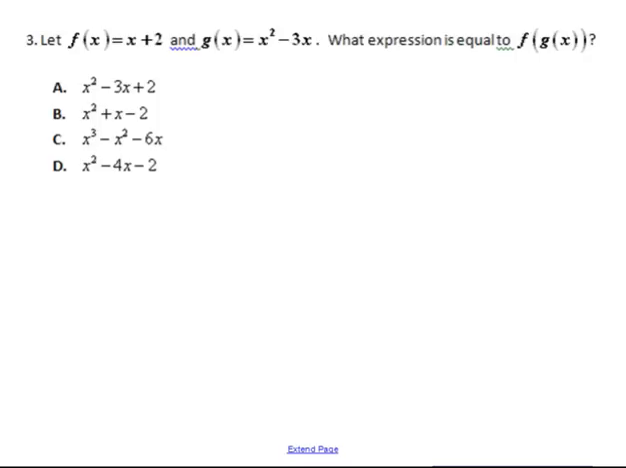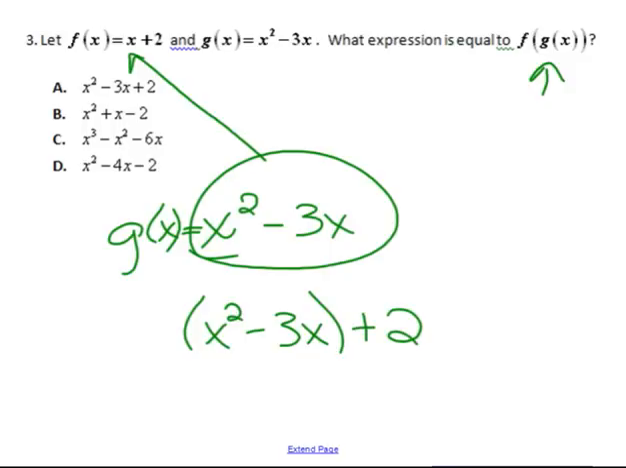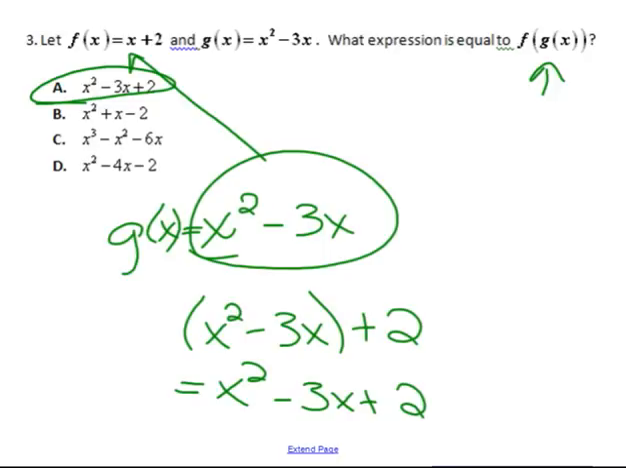One more, we have f of g of x. Notice g is the inside function. So we're going to start with our g function, which is x squared minus 3x. We're going to take whatever this is, and we're going to substitute it in for x in our f function. So we're going to replace our x with x squared minus 3x. And we still have the plus 2. And if we simplify, x squared minus 3x plus 2. Answer A.